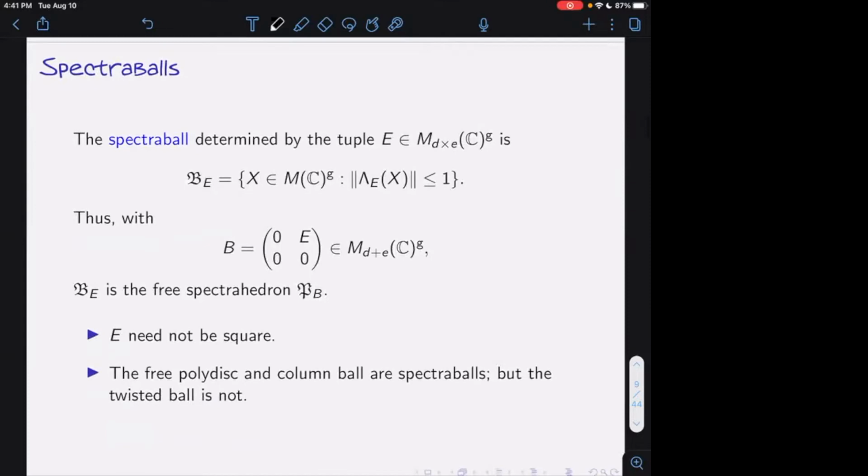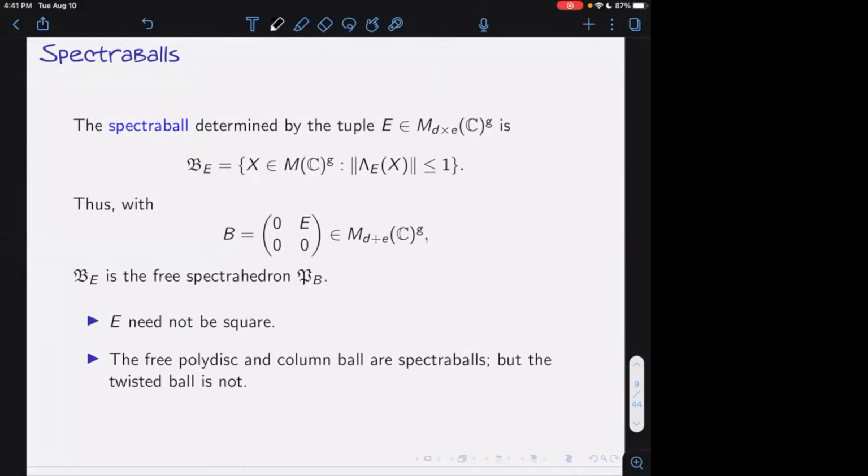A special case then is of spectrahedra, or what are spectral balls. If you're given the tuple E, not necessarily square now, you can look at the tuple of square matrices B, with E in the upper right-hand corner. Then you could look at that free spectrahedron of B, and that turns out to be what you get by just asking that, and here I have a typo, this should just be strict inequality.